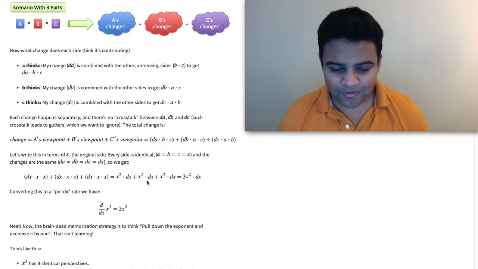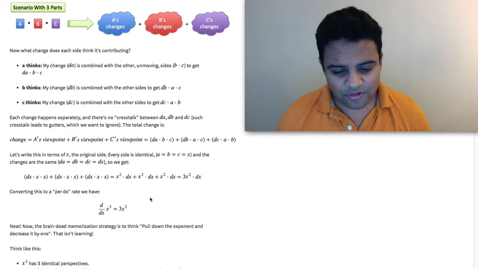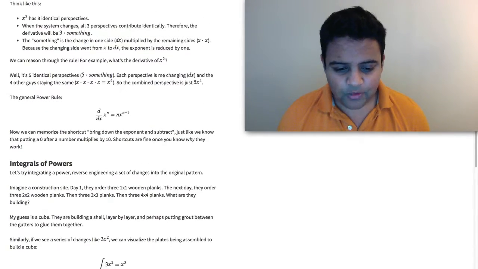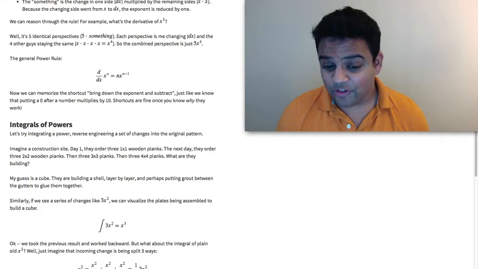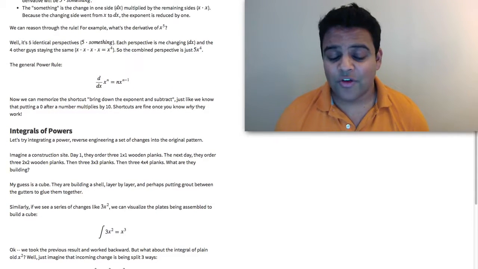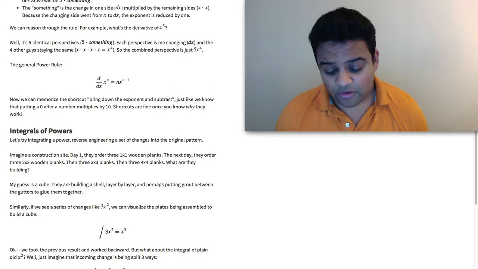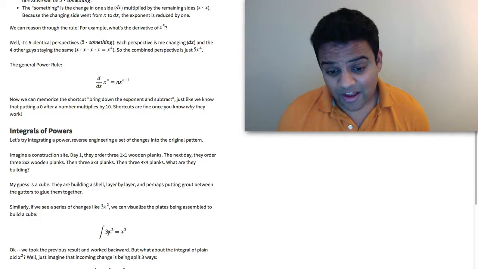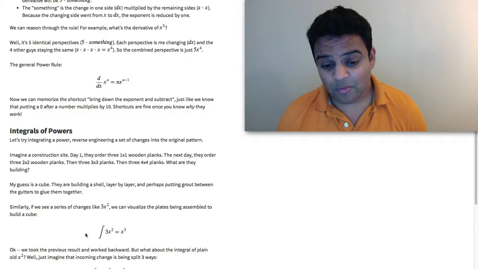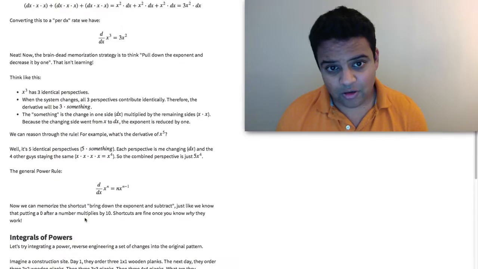Think about the perspectives that are being added, and it'll make a lot more sense. Okay, so now we can actually try to work backwards into the integrals of powers. So if I say, well, I have all these steps that were coming in of size 3x squared, what do they assemble into? Well, we just worked it out up here, right?